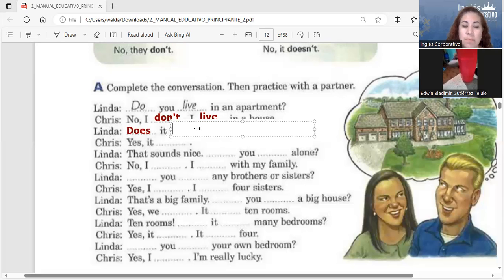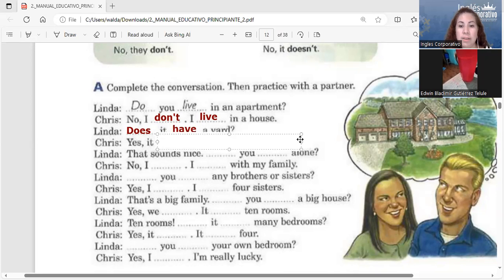Does garden. It what? Does it? Garden. Does it? We need a verb. Does it what? Does it have a yard? Yes, there you go. Does it have a yard? Tiene una yarda. Tiene un jardín.